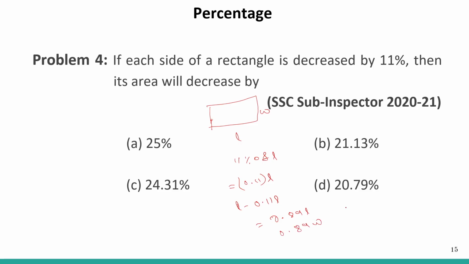Now the new area becomes 0.89 squared LW. But previously, what was the area? Area new and area old is equal to LW. So A old minus A new is equal to LW times (1 minus 0.89) whole squared, right? So let's see.